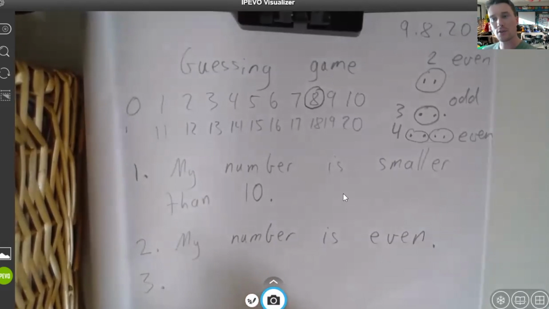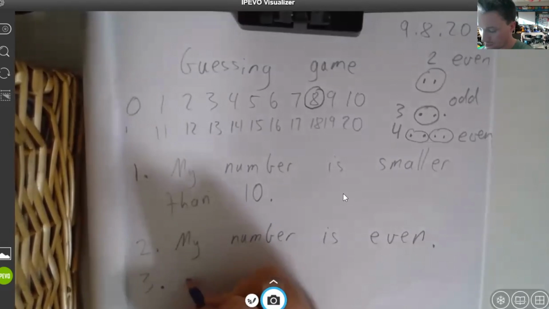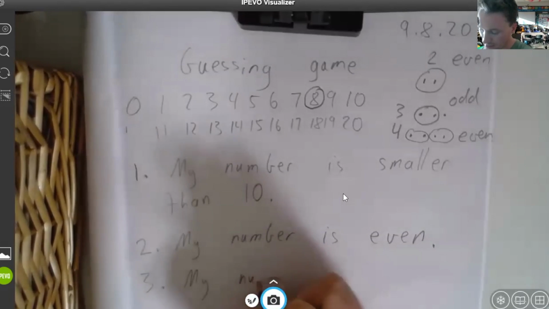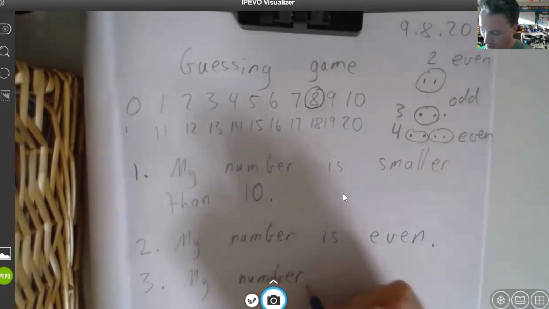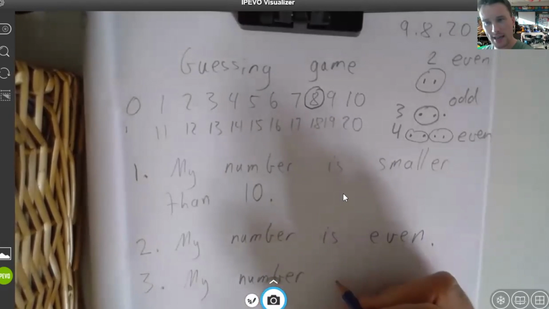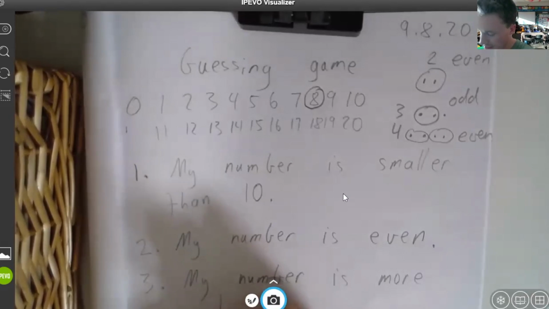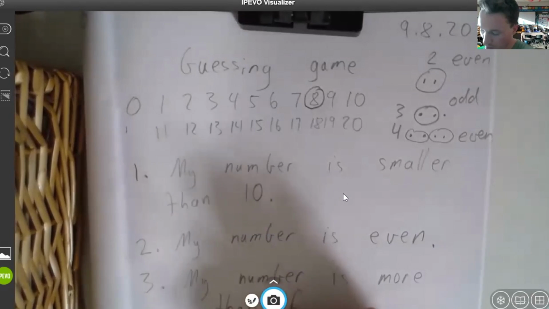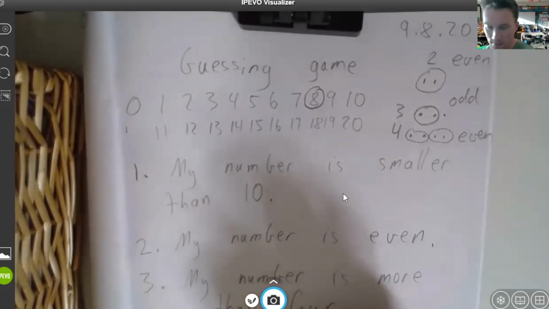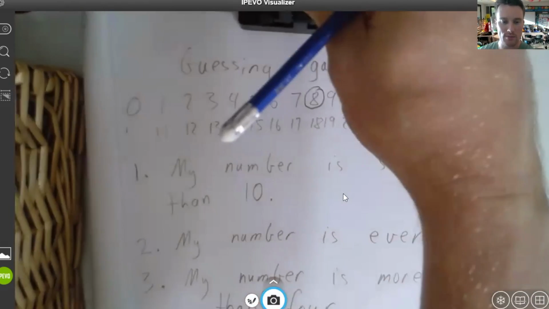What could we say for a third one? We could say my number has a group of 4 in it. My number has, or you could say has more than 4. My number is more than 4, or you could say larger than 4, bigger than 4, depending on what your number is.